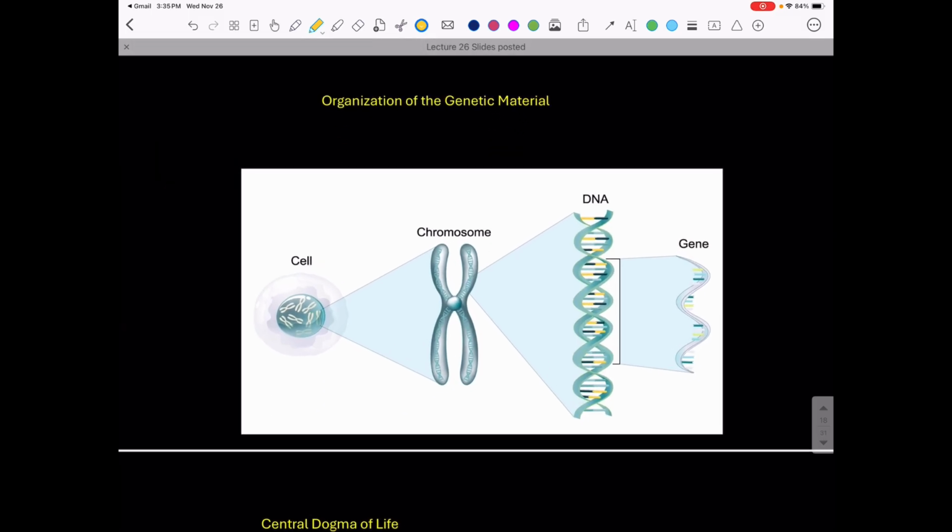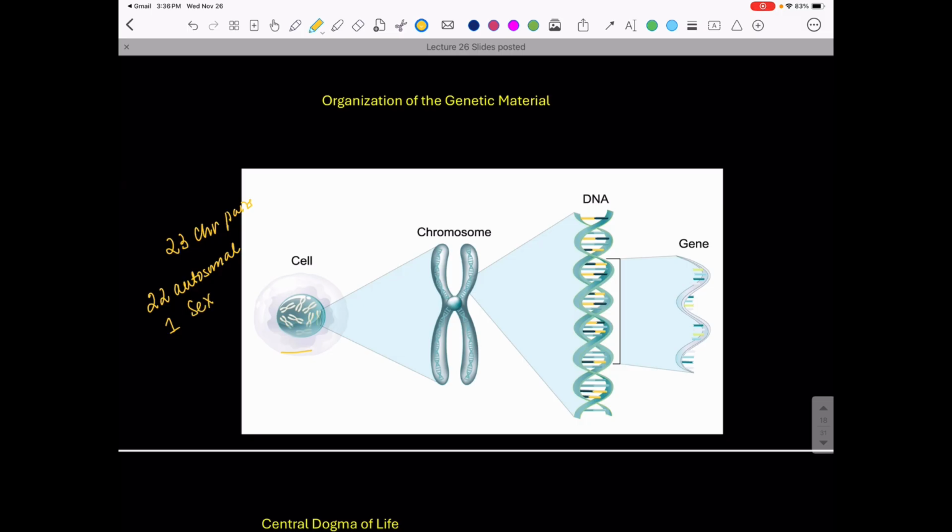Now let's look into the organization of the genetic material, which is the DNA structure. So normally in the cells, we refer to them as chromosomes. The humans have 23 chromosome pairs, out of which 22 are autosomal, meaning they are required for the cellular activity, and one is used for the sex determination of the cell.